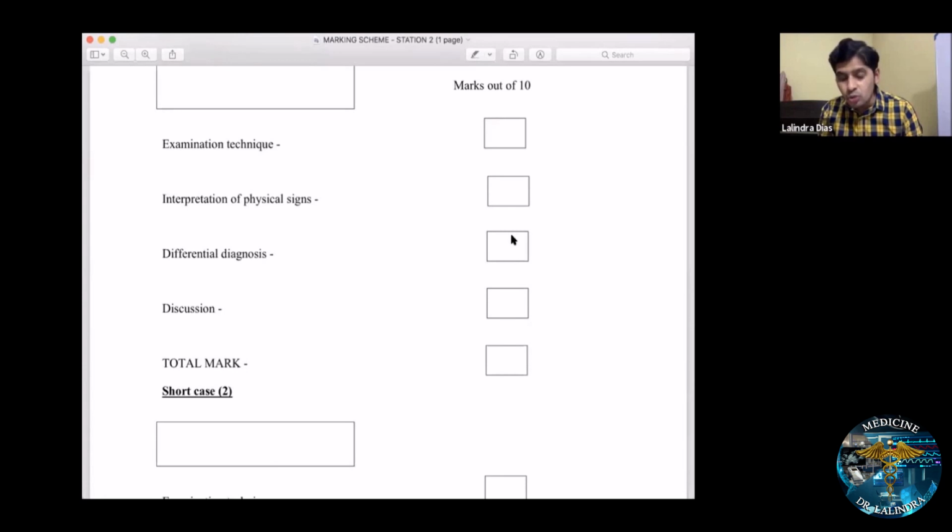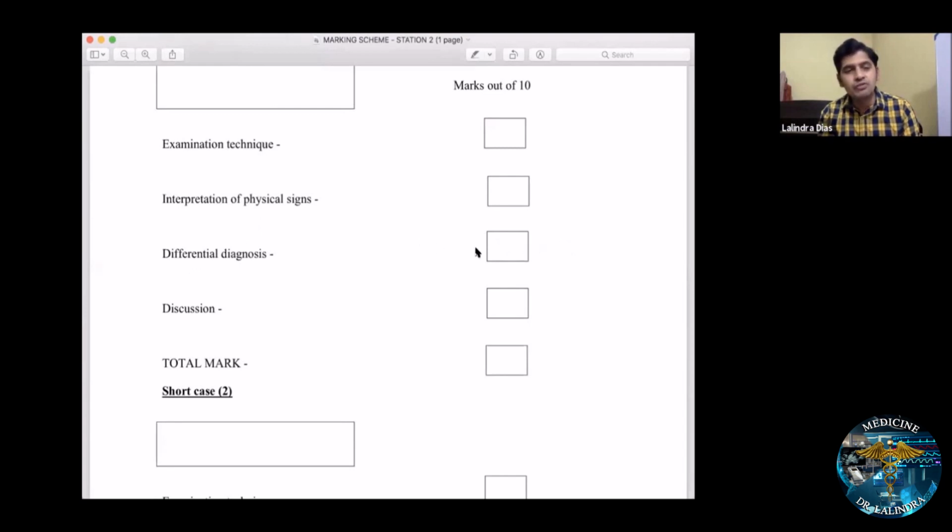Out of the total mark, examination technique and interpretation of physical signs, the first 2 components, bear a bigger weight from your total mark. Examination technique and your skills, and also interpretation of physical signs. So that's why I always say, even if your diagnosis is wrong, still you won't fail. As long as you have done the examination technique perfectly, and also you have interpreted the physical signs perfectly, you can pass the exam. Then the differential diagnosis.